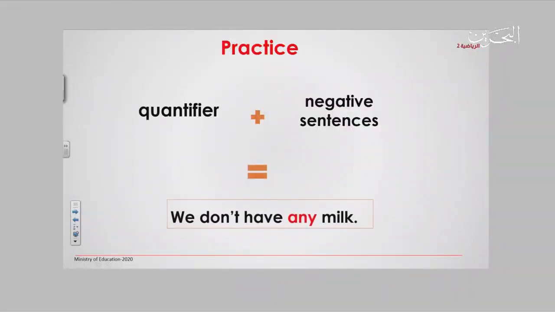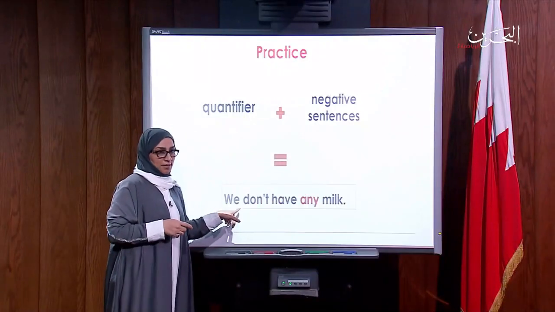More practice. We don't have any milk. As you can see, I use any with negative. We don't have any milk. I use any in a negative sentence.